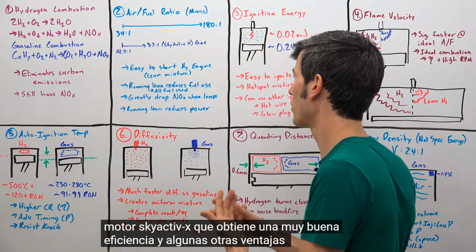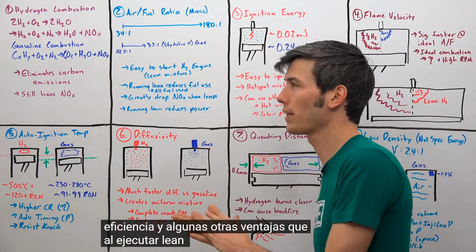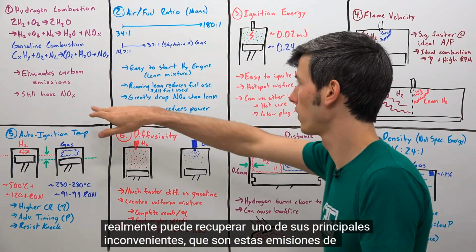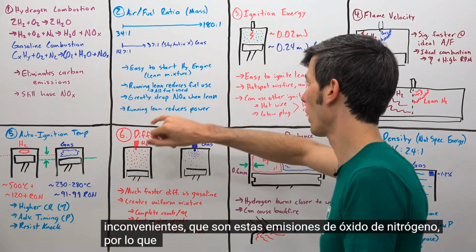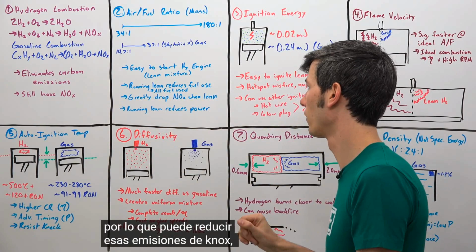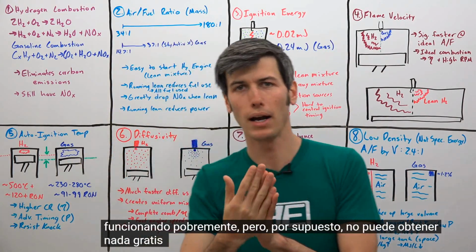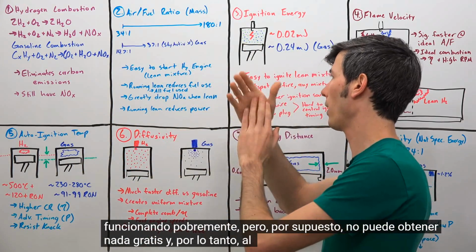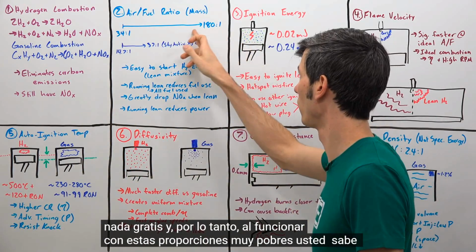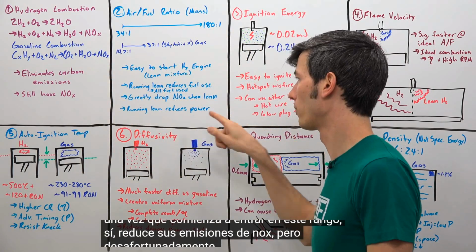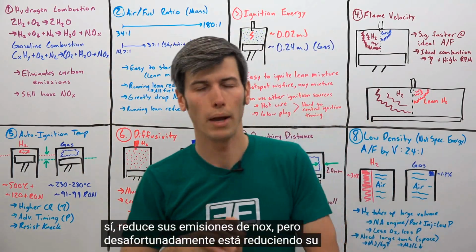And some other advantages, by running lean with hydrogen, you can actually get back one of its major drawbacks, which is these nitrogen oxide emissions. And so you're able to drop those NOx emissions when you are running lean. But of course, you can't get anything for free. And so by running with these very lean ratios, once you start getting into this range, yes, you reduce your NOx emissions, but unfortunately, you are reducing your power.